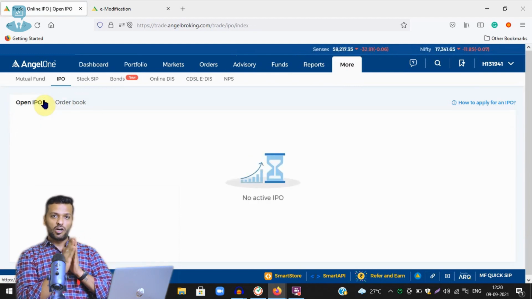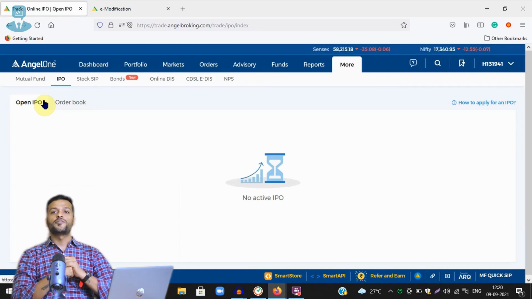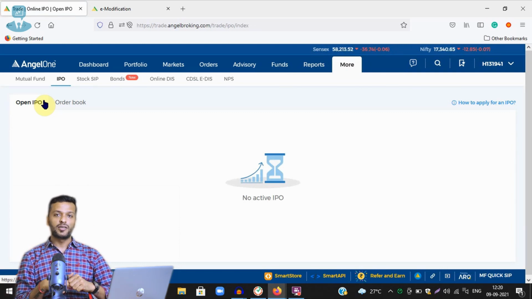So this portal of Angel One has got each and every feature. You name the feature, it's available here. You don't have to run around at different places to find the data. You want derivatives data, futures options data, cash market data, fundamental advisory, technical advisory, IPO, mutual funds, everything can be taken and used from here.